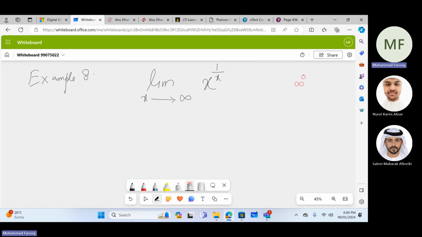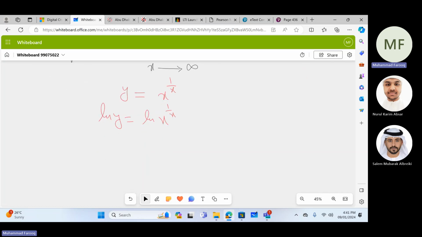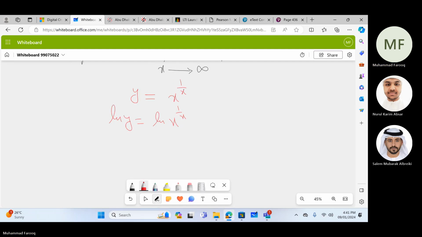Please go down. Step 1, let's say the name of my function is y. Let y is x power 1 by x. Step number 2, apply ln both sides. And you know very well, when we apply ln both sides, this power will come down. So you have now ln y is equal to 1 by x and ln x.